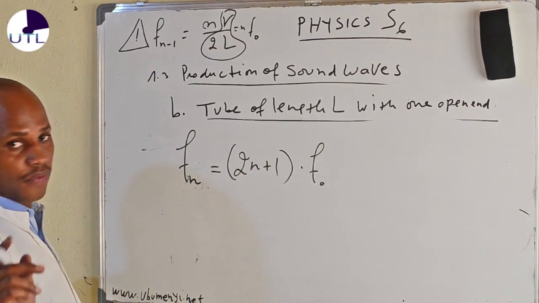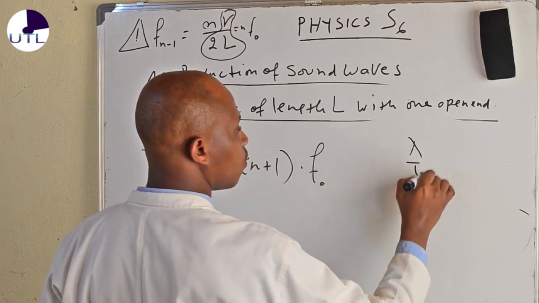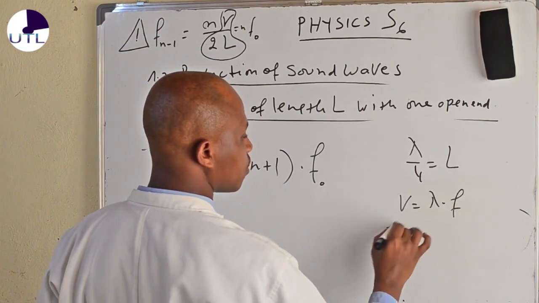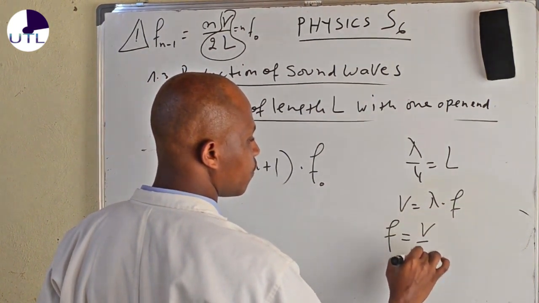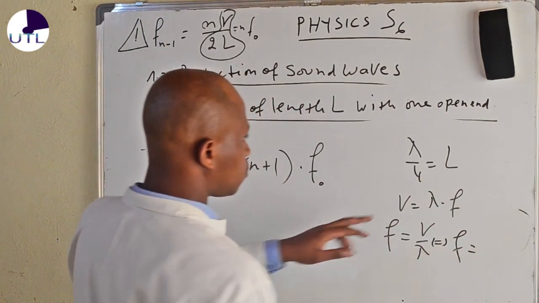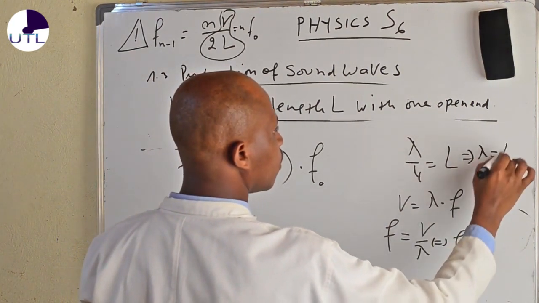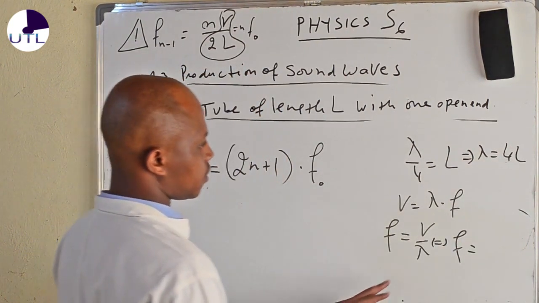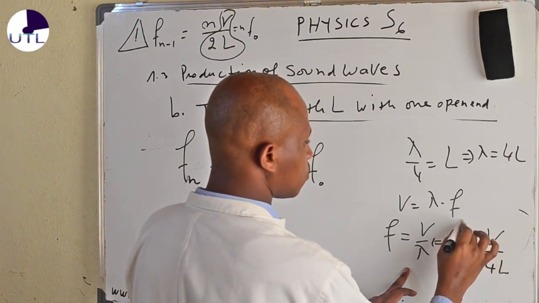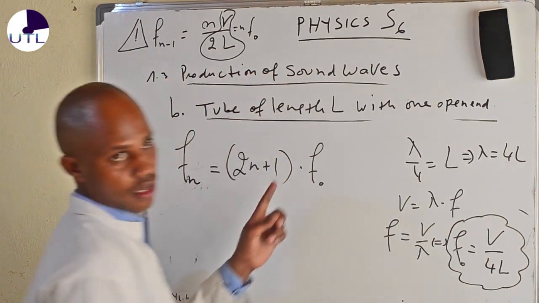Remember, what was the fundamental frequency? Fundamental frequency was for the first case, to mean that if wavelength divided by 4 was equal to the length, then speed is equal to wavelength times the frequency. So the frequency is equal to V over wavelength. That's to mean that frequency will be equal to, here wavelength is equal to 4L, to mean V over 4L. That's what you call the fundamental frequency for this case.